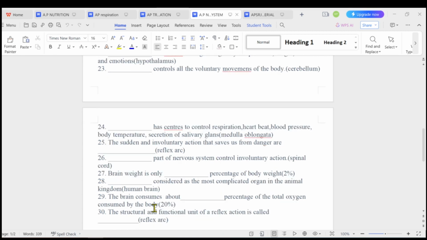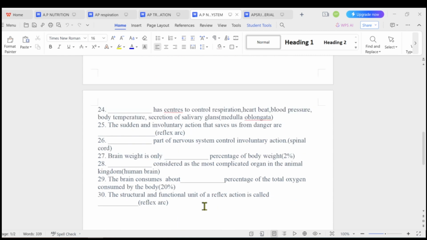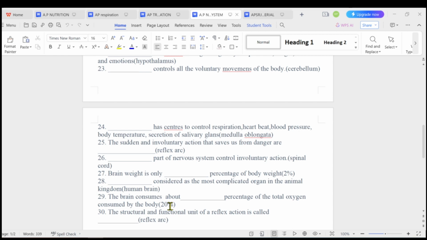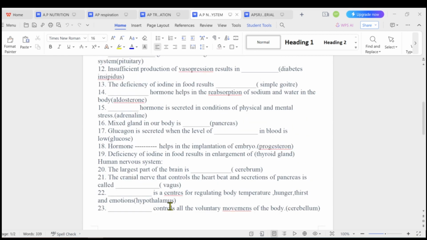The next question: the brain consumes about dash percent of the total oxygen consumed by the body. Out of all the oxygen we take, 20% is consumed by the brain. The structural and functional unit of reflex action is called what? A reflex arc.